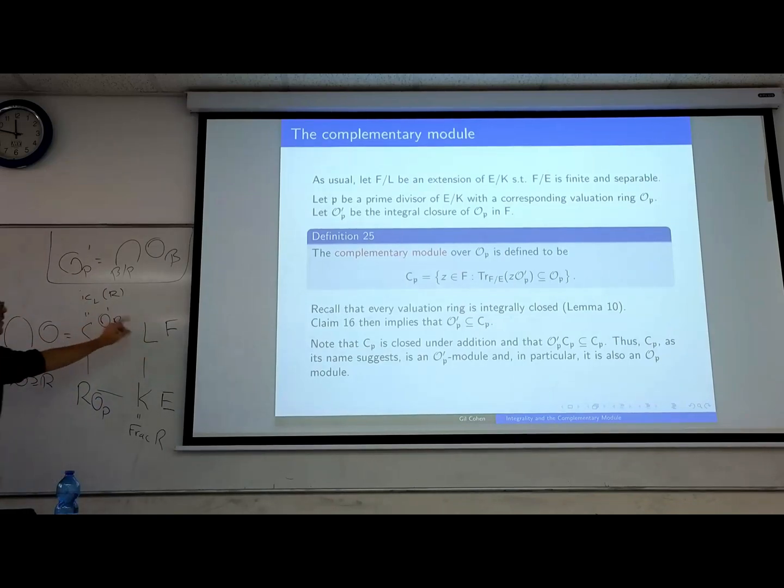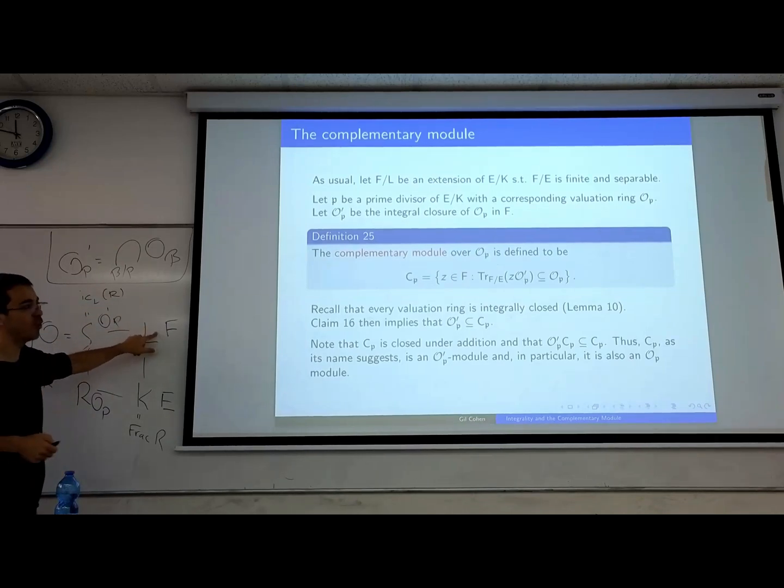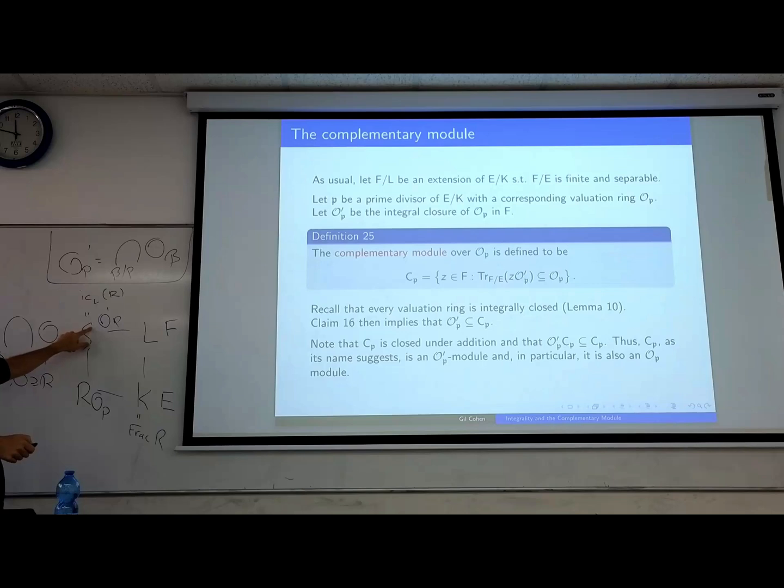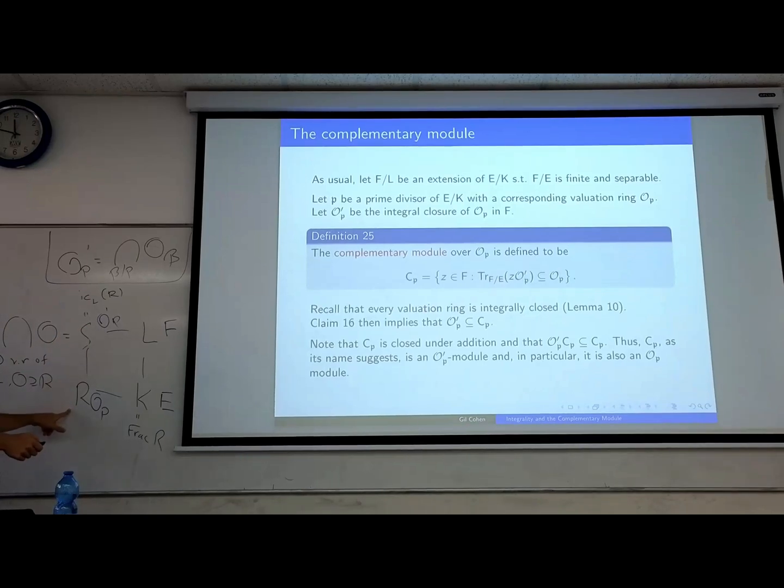It's going to be like, okay, you can draw a little bit of it. Let's talk about it for a second afterwards. So what you do in order to decide whether this Z belongs to the complementary module, you look at the product of it with every element here in O prime P, and trace it down and check if you fall into OP. Right, so this is a dry way of saying that.